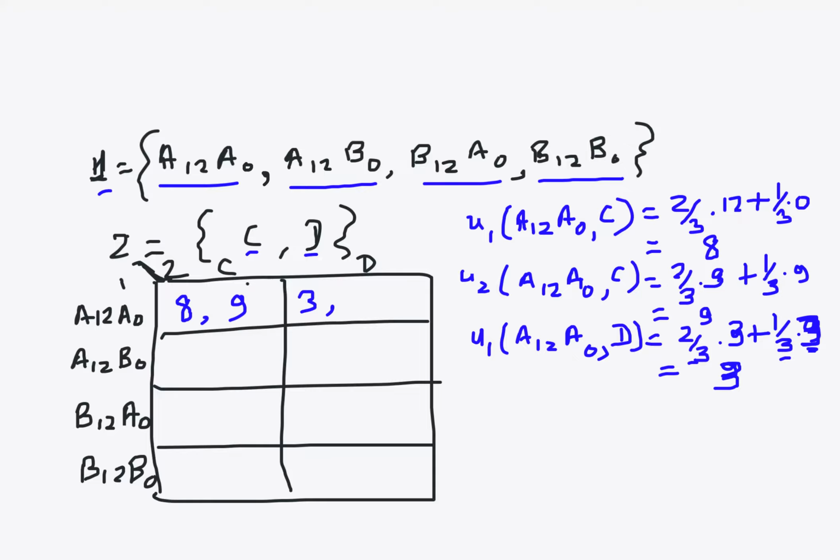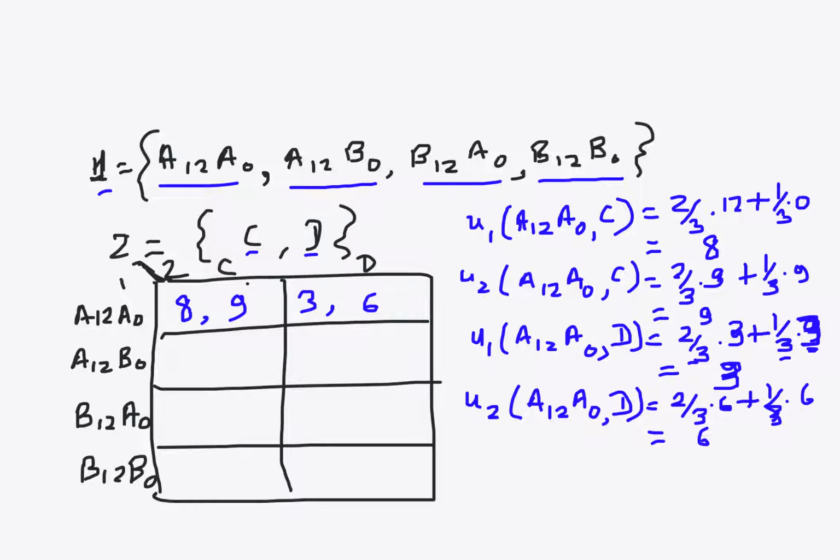So this should be 3 here for player 1. And similarly, we can look at the expected payoff of player 2 when player 1 plays A12 and A0, and player 2 plays D. With 2/3, player 2 gets a payoff of 6, and with 1/3 probability, player 2 gets 6 again when he plays D. So the expected payoff is 6. You can fill that in here.